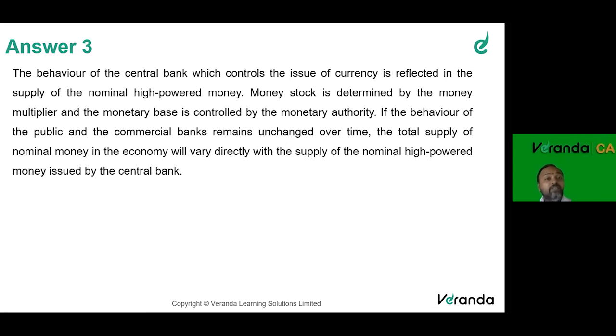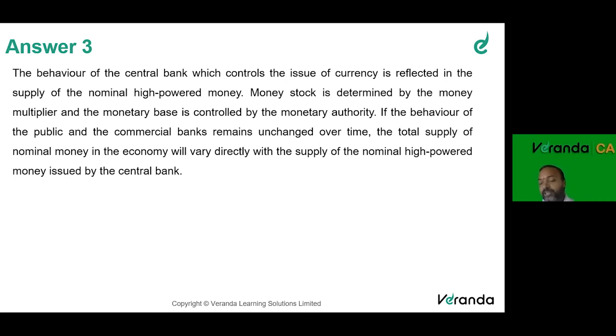Similarly, if we want to have more exports, naturally we will try to depreciate our currency, which means that for more Indian rupees, we will have fewer US dollars or any other currency we are planning to offset there. So that is nothing but nominal high-powered money in relation to some other country's currency. When we are comparing or pegging our currency, that reflects the supply of the nominal high-powered money.